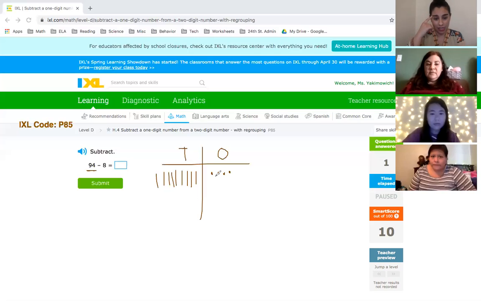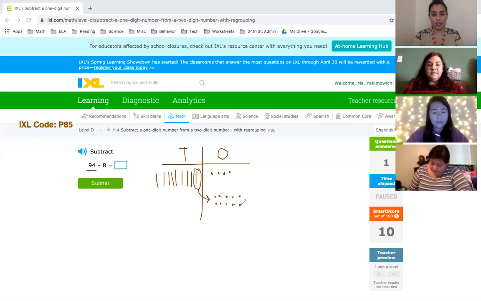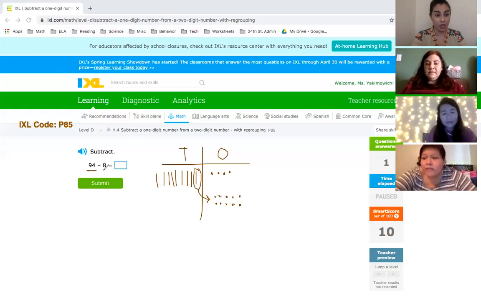So that tells me that I need to take a 10 rod and take it apart, right? Break it apart into 1s. So then I'm going to create 10 1s here. 1, 2, 3, 4, 5, 6, 7, 8, 9, 10. Okay, so now I can see I have 10 1s plus 4 1s. I have enough to take away 8 from. So now my fourth step would be taking away 8 1s, right? Whatever we have in our subtrahend.